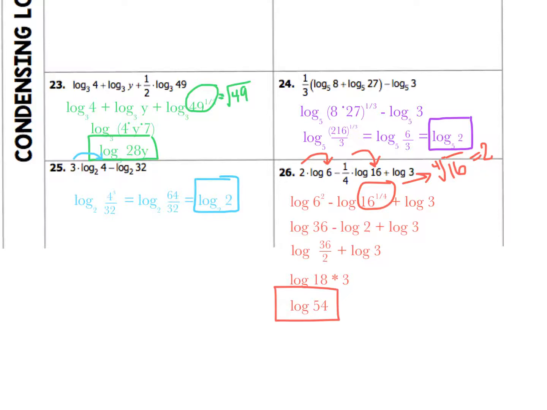So I'm going to guess that some of you, if you made a mistake, you simplified this first, but that is not accurate. When I have addition and subtraction according to the order of operations, I move left to right. So I'm going to do log 36 minus log 2, which is division, and 36 divided by 2 is 18, plus that log 3, and addition is multiplication. So it's 3 times this value right here, and that gives me 54.